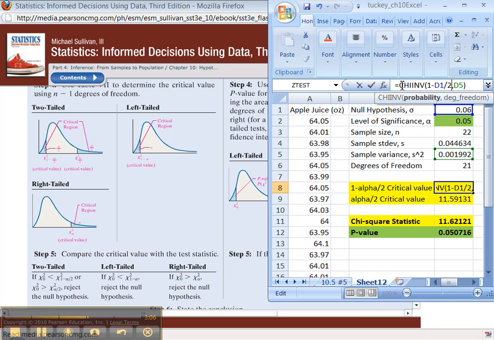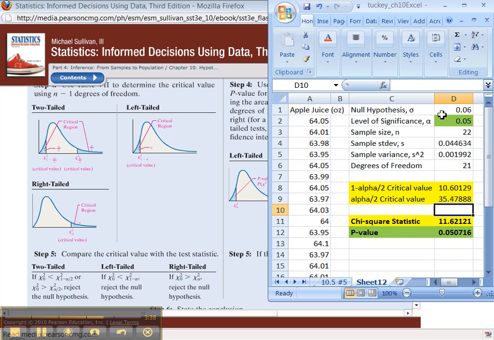So I'm going to have to do chi inverse of 1 minus alpha, which is in cell D1, divided by 2, comma, degrees of freedom, which is in cell D6. Enter. Now the other one, I need chi inverse again, but of alpha, which is D2, divided by 2. Of course, if you put yours in different cells, it'll be whatever cell you put it in. But for me, it's D2, comma, D6 for my degrees of freedom. Enter. All right, these are my two critical values.